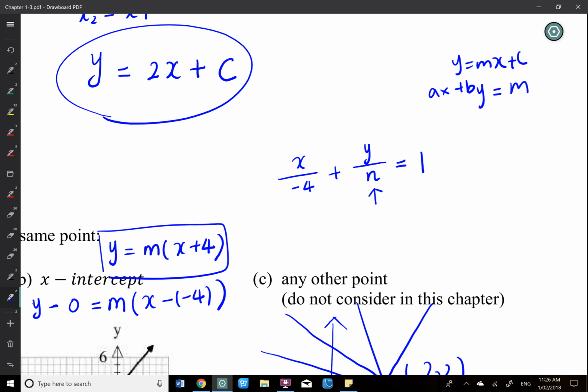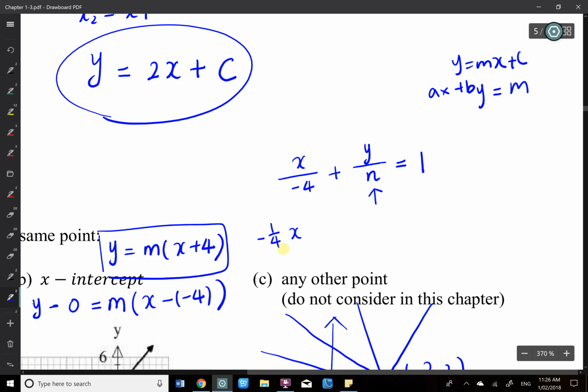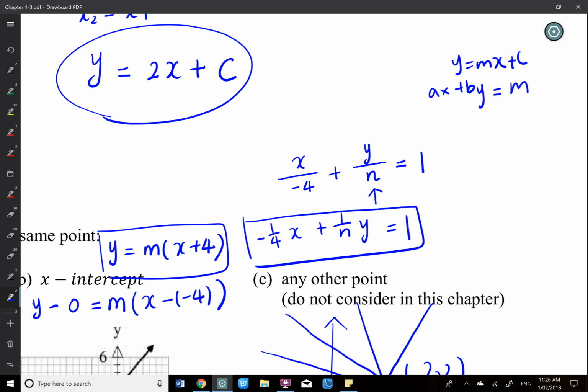So this equation, I can rewrite it as minus a quarter x plus 1 on n y equals 1. If I can rewrite it into this form, I can see it's definitely linear. First of all, I can make sure that's linear. Second thing is I want to test, do we always have -4, 0 passing through that point? Which means if we substitute -4, 0 into the function, is that always true? Whether the function will always hold this equality. So let's sub x equals -4, y equals 0 into that function.